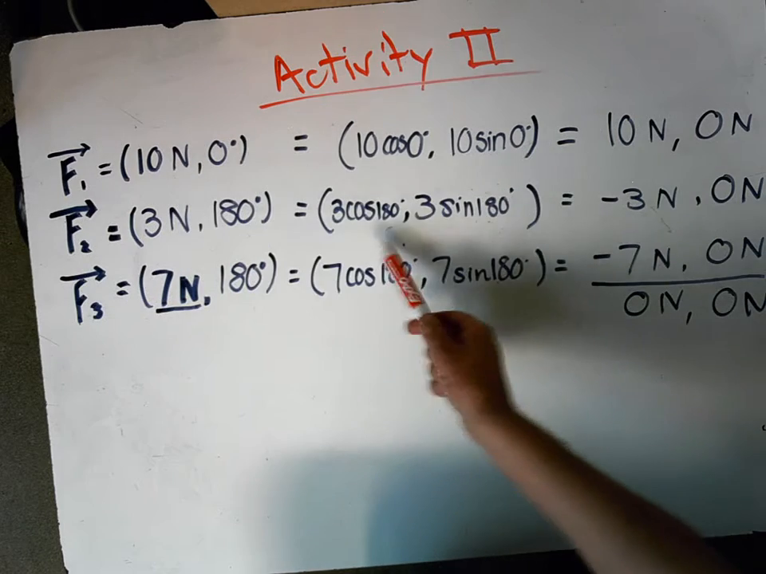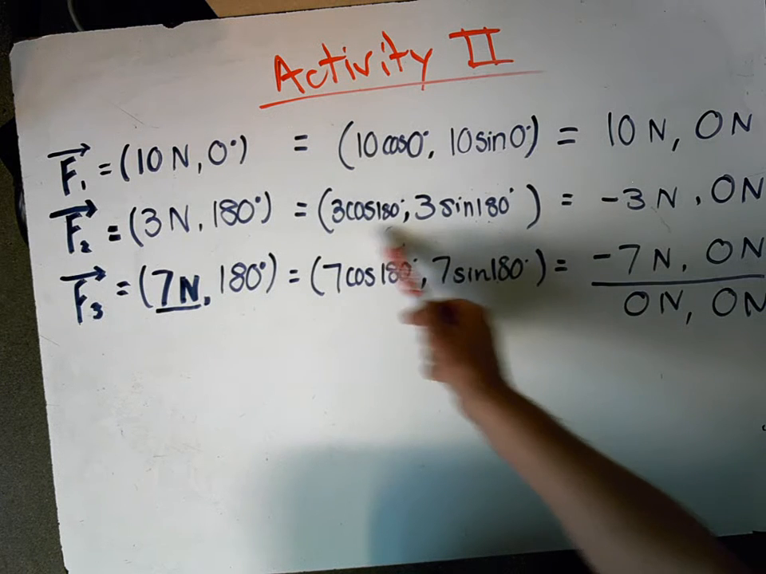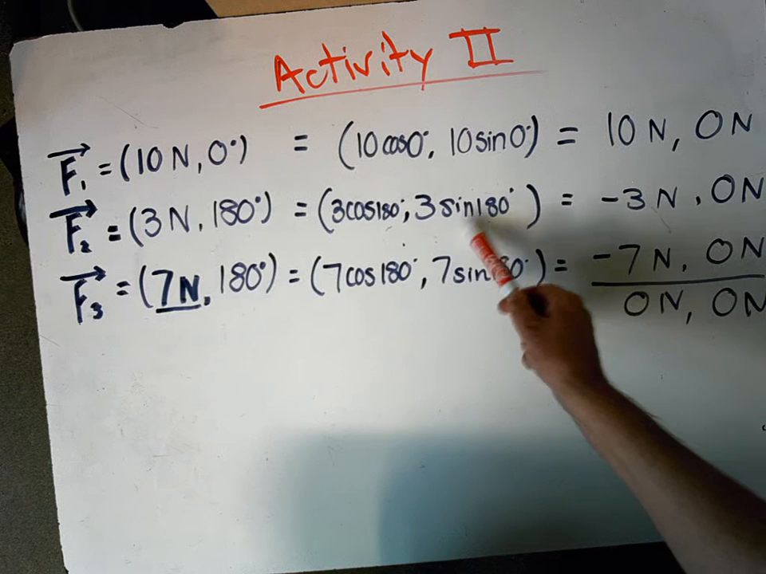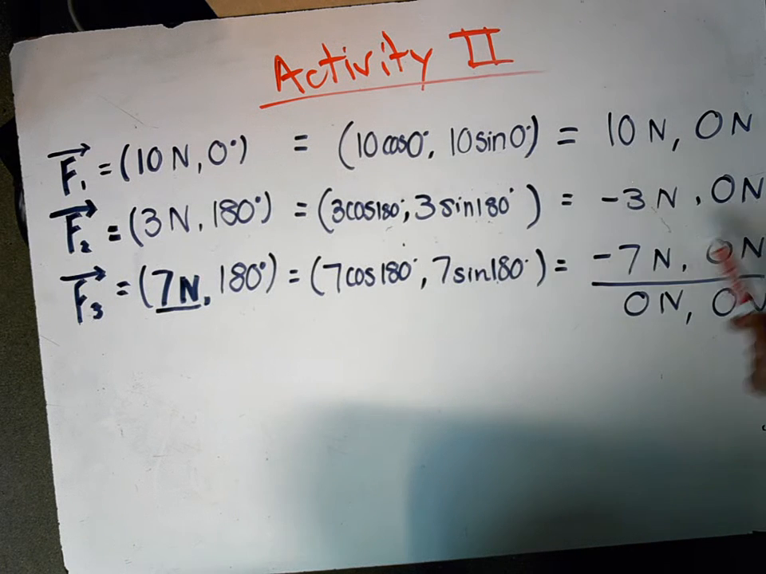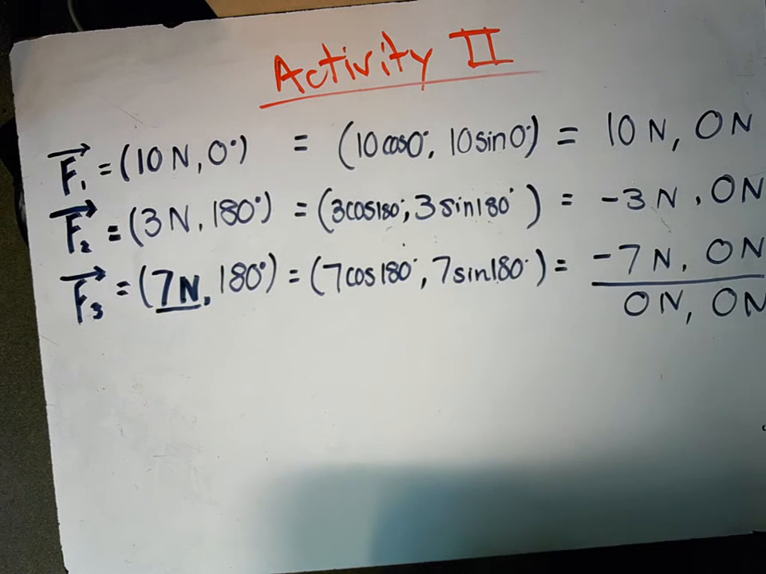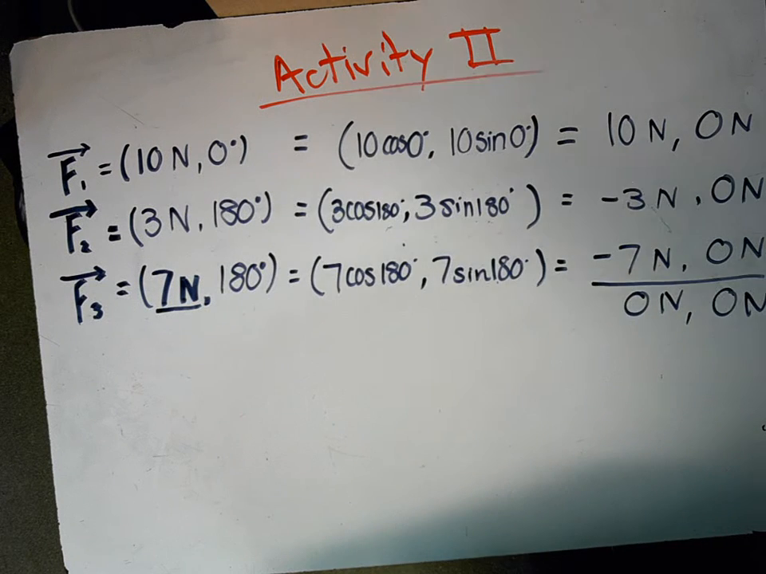3 newtons at 180 is 3 times cosine of 180, which is -1. That's -3 newtons. 3 sine 180, sine 180 is 0. And same thing for here. So when you add them up, you get 0. So that string that you're pulling on with 3 different forces is not moving. The string is in equilibrium.